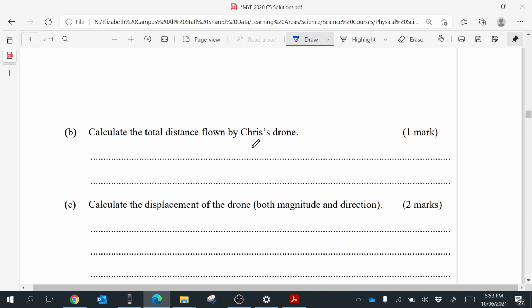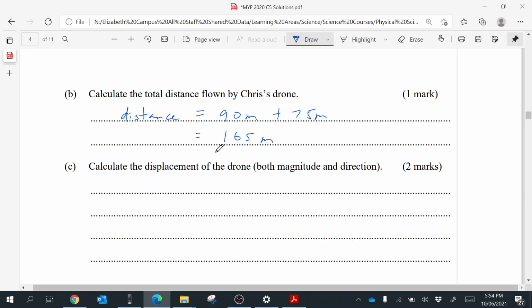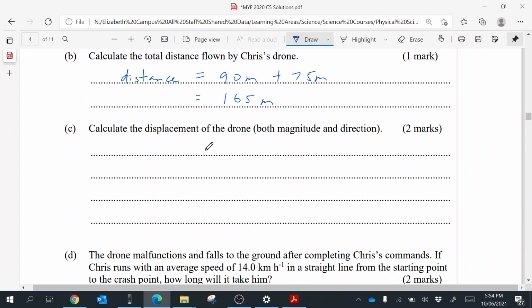Okay, so calculate the total distance flown by Chris's drone. So distance is just going to be equal to 90 meters first, then plus 75 meters. So the distance is simply 165 meters, and we don't have to worry about the direction because it's a scalar.